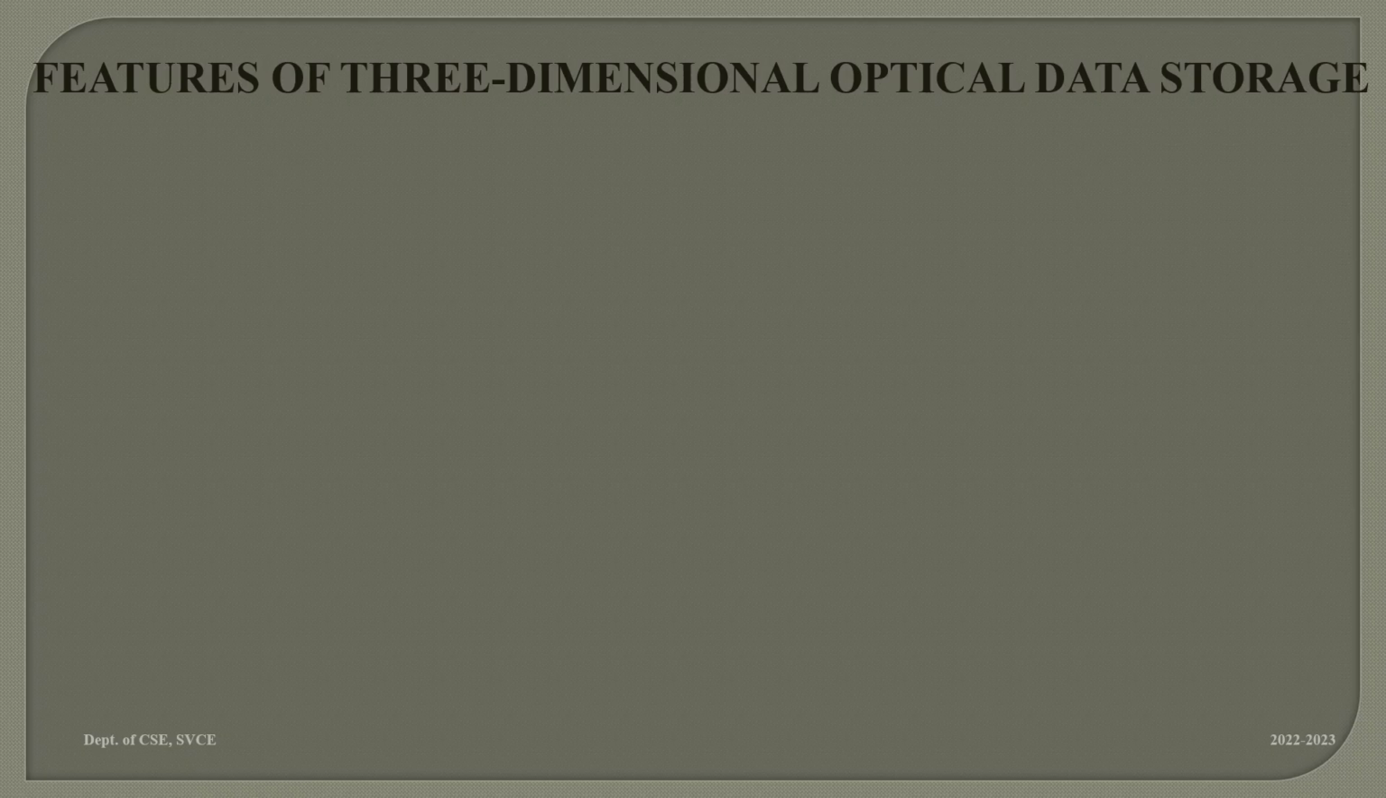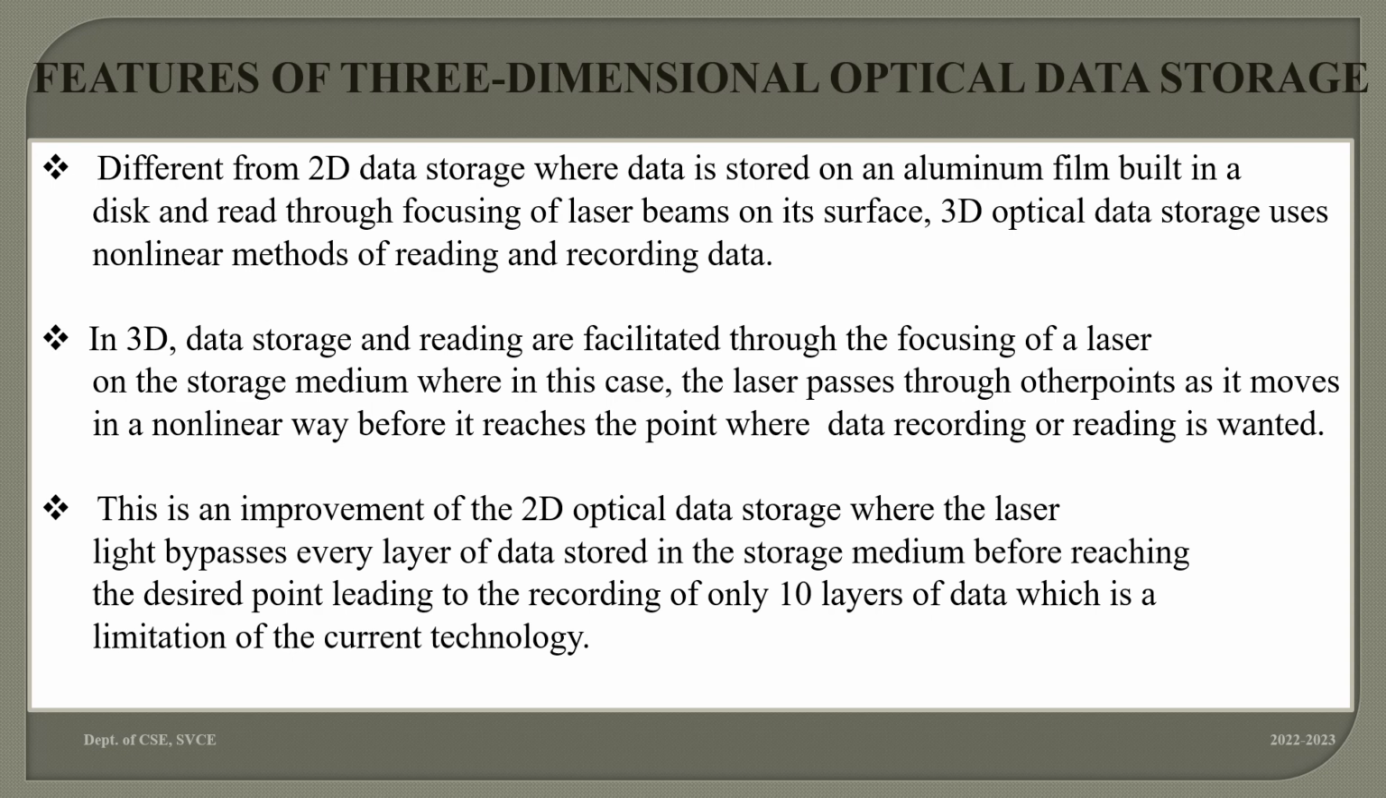Now we will see features of three-dimensional optical data storage. Different from 2D data storage, where data is stored on an aluminum film built in a disk and read through focusing of laser beams on its surface, 3D optical data storage uses nonlinear methods of reading and recording of data. In 3D, data storage and reading are facilitated through the focusing of a laser on the storage medium, where the laser passes through other points as it moves in a non-linear way before it reaches the point where data recording or reading is wanted.